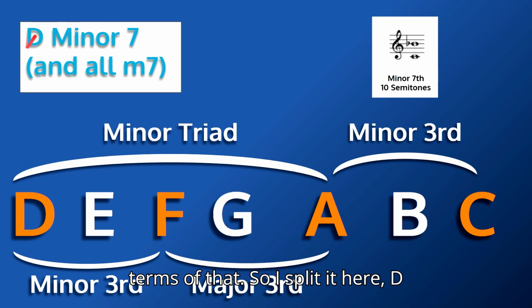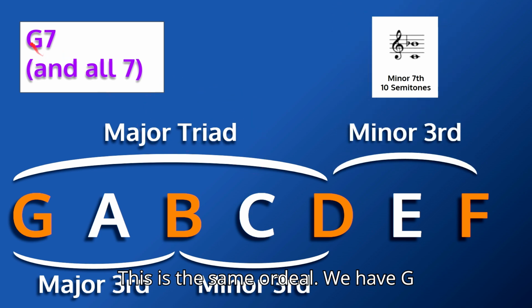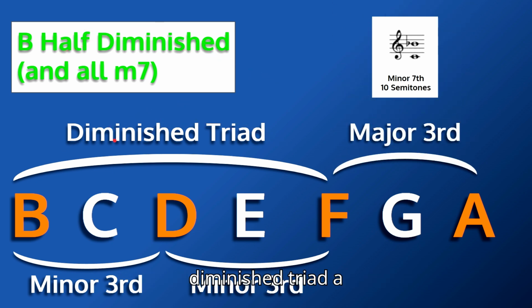So I split it here, D minor with the 7th on top. This is the same ordeal. We have G major here, and then we just put the minor 7th on top. And then for your half diminished chords, just a diminished triad, a 7th away.